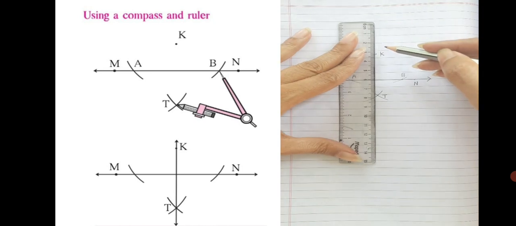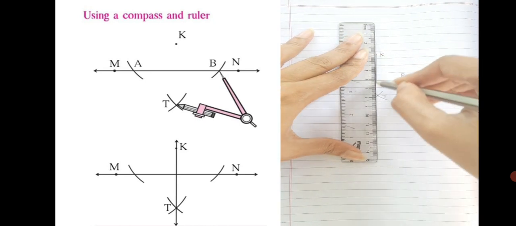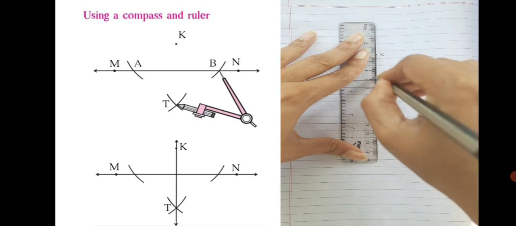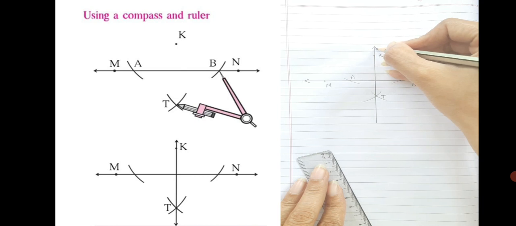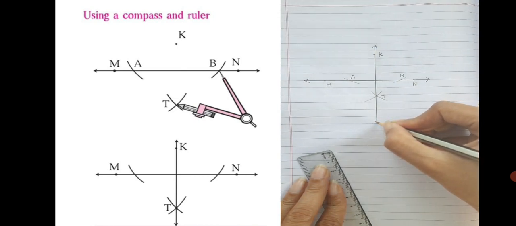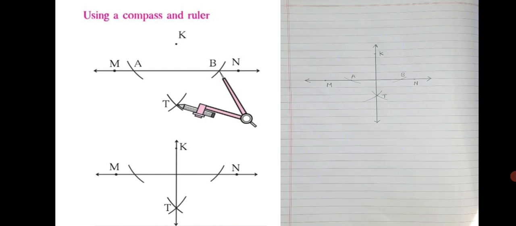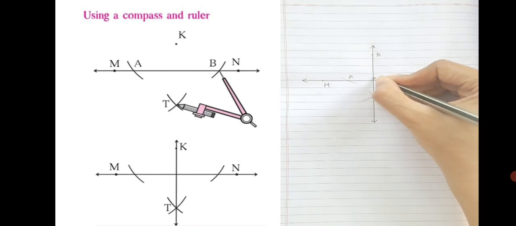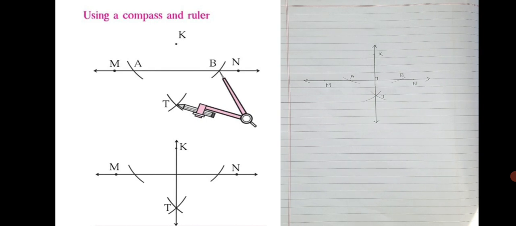Now draw the line KT. Line KT will be perpendicular to line MN. We put the arrows on both the ends of line KT. So this way we have drawn line KT perpendicular to line MN through a point K which is outside the line using a compass.